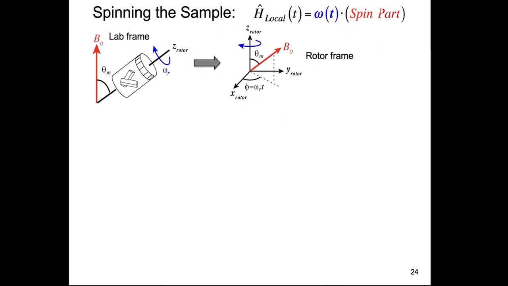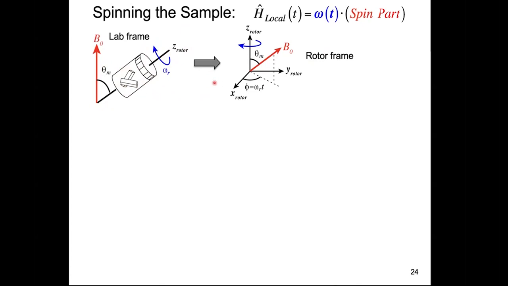And the spin part is not dependent on spinning. Your spinning purely influences the spatial frequency term. And how does spinning affect the frequency term? Let's consider the transformation from the laboratory frame to a different frame. When we spin our sample around the rotor axis, and that rotor axis is tilted from the magnetic field by a fixed angle theta m.